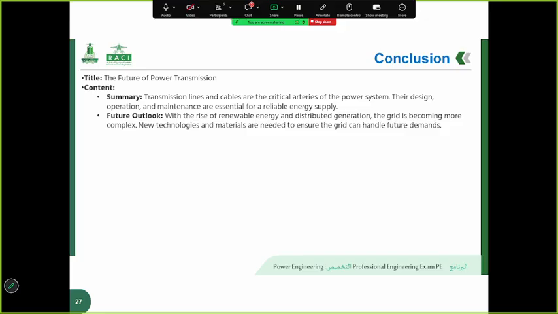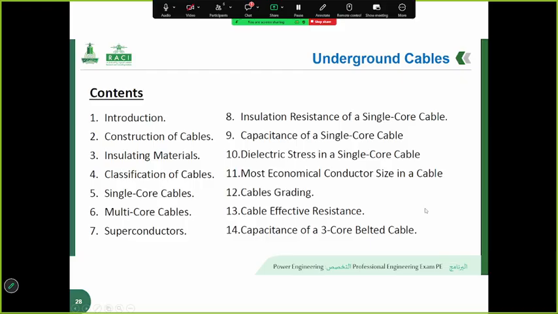And we need to find better ways to store energy, manage power flow, and protect against new types of faults. So the future of power transmission is not just about carrying power, it's about building a flexible and sustainable network that can meet the energy demands of tomorrow.